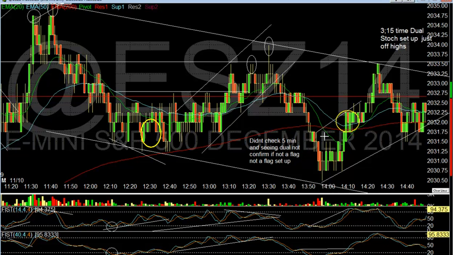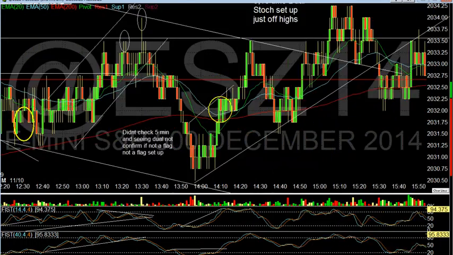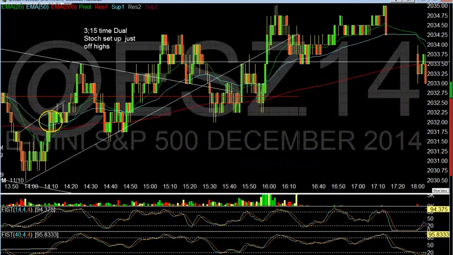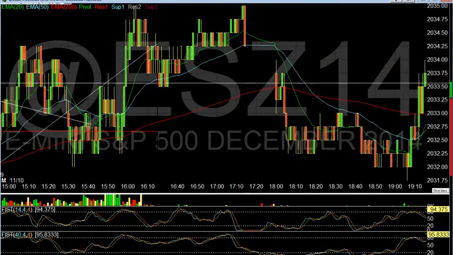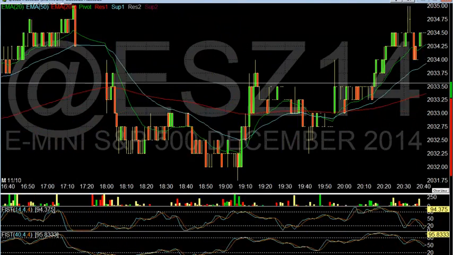So the important thing is when you see these flag setups, you really want to have that 5-minute going in your direction also, or just crossing over. You don't want to have it very bullish, heading in the wrong direction. So that was the only issue on that day. Other than that, textbook setups. And then you get kind of excited on that. So we go to the next day.